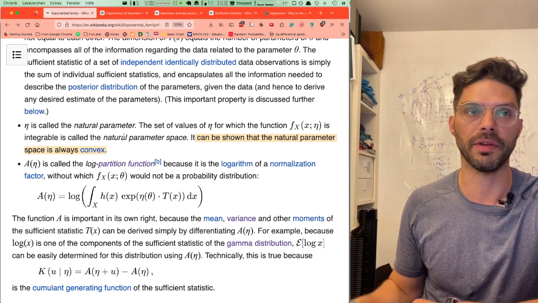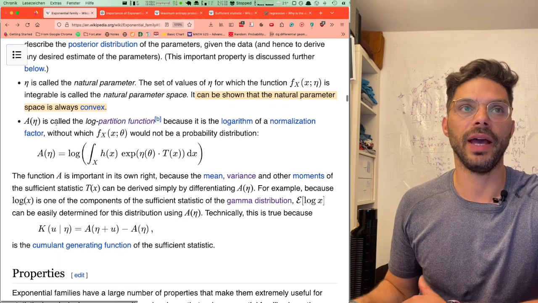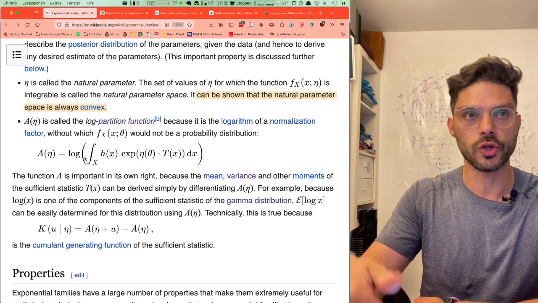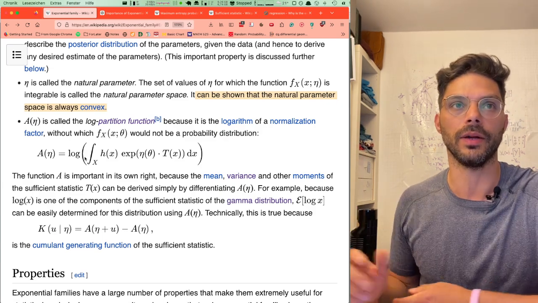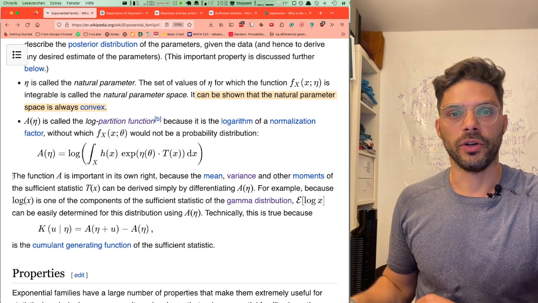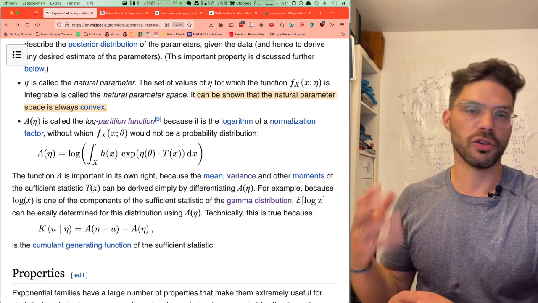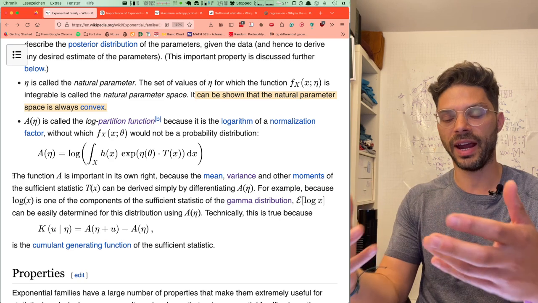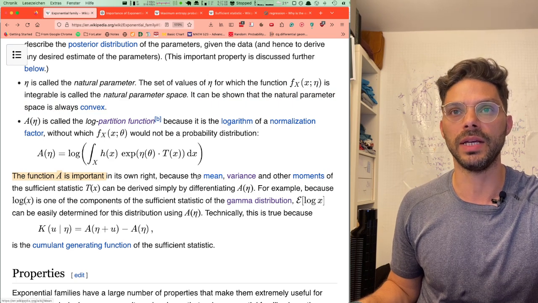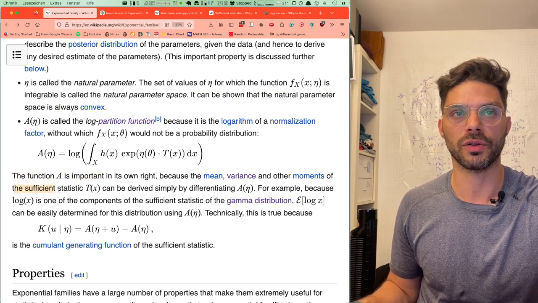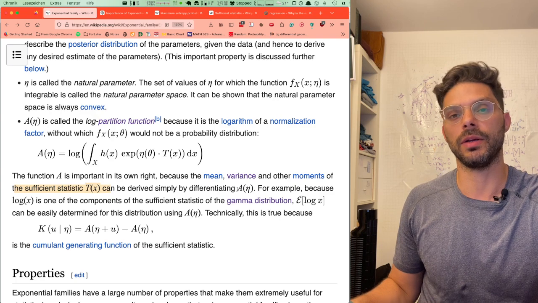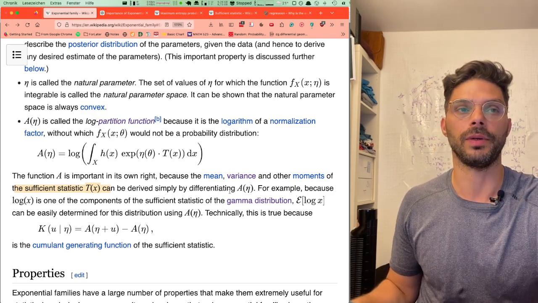So another very nice property of the exponential family. A of eta is called it. So A of eta is, I believe, the log of that function g that we have in the book, but the idea is the same. The reason this is important is, as I mentioned earlier, it's not just a normalizing constant, but it carries lots of useful information. The function A is important in its own right because the mean, variance, and other moments of the sufficient statistic can be derived simply by differentiating A of eta. So that can be really useful.